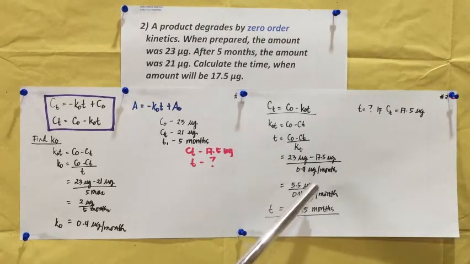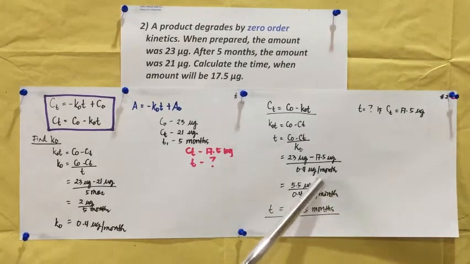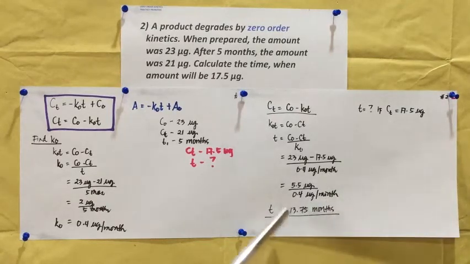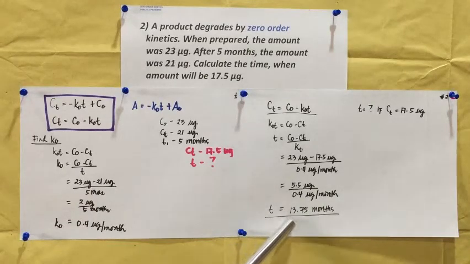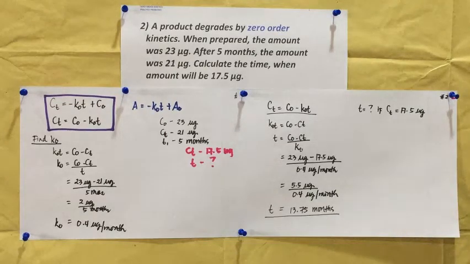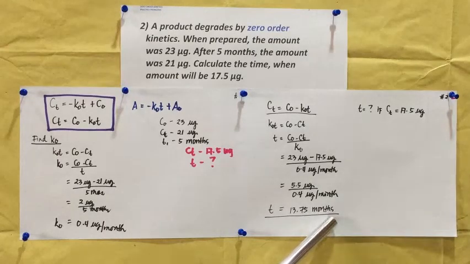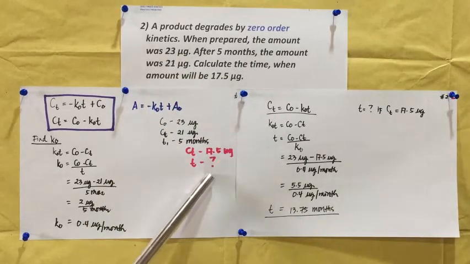Since we can cancel microgram, what will be left is the months only. So 5.5 divided by 0.4 is 13.75. Therefore, the T here is 13.75 months. So, anong ibig sabihin nito? Meaning, it will take 13.75 months for the preparation to degrade from 23 micrograms and become 17.5 micrograms.